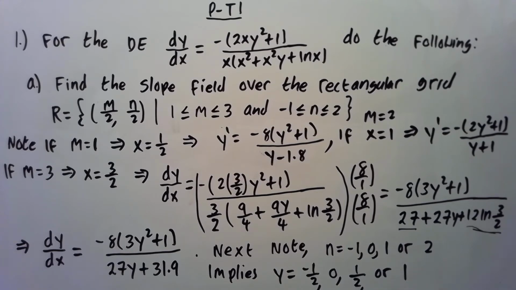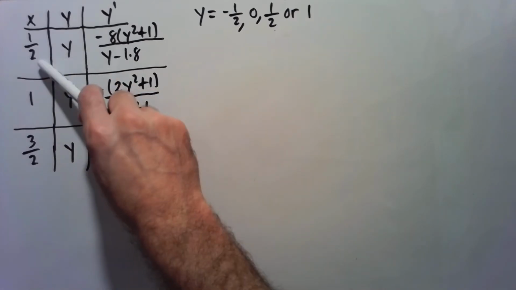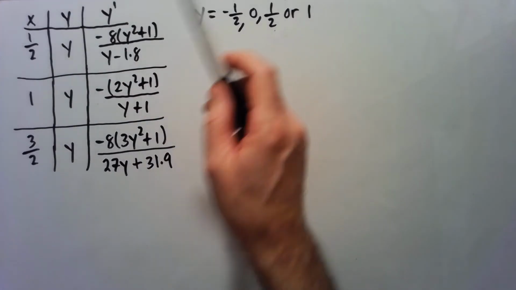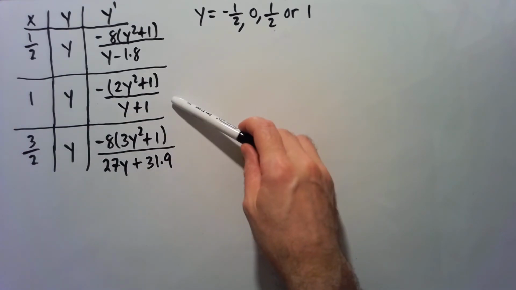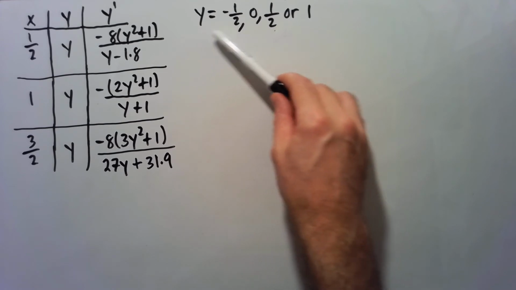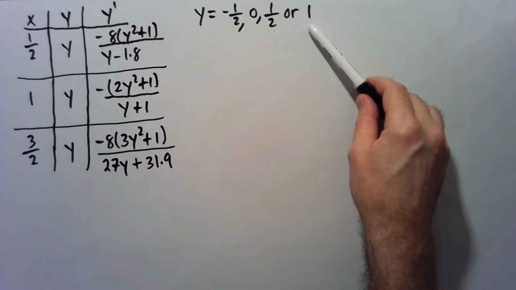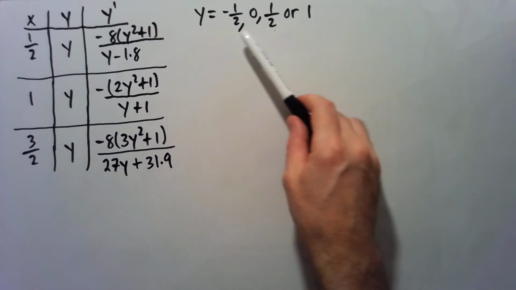Okay, so let's summarize everything we have so far. I'm going to erase some things here now. Okay, so summarizing, this is what we have. When x is a half, we find our y prime was this. When x is 1, we find our y prime was this. When x is 3 halves, we find our y prime was this. And we mentioned that y could be -1/2, 0, 1/2, or 1. So you have to go through and find y prime at each of these values.